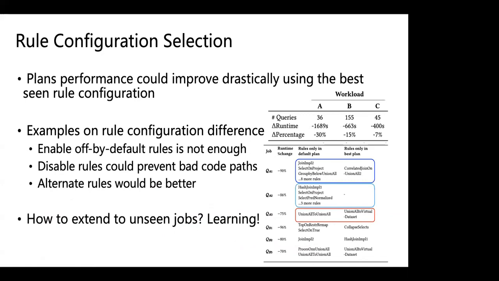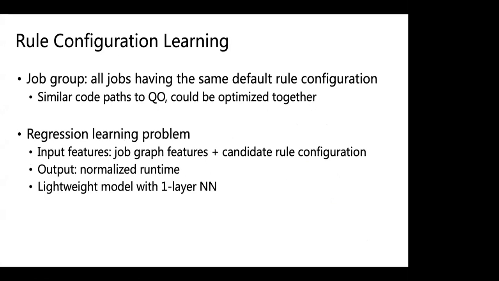First, enabling some off-by-default rules is sometimes not enough, and we may need to enable more. Second, we can disable some rules that could prevent bad code paths. And sometimes using alternate rules would be better. But this is just summarized from the sample workload. How do we extend to unseen jobs? That is, we need to use learning techniques. Okay, so we divide the jobs into different groups.